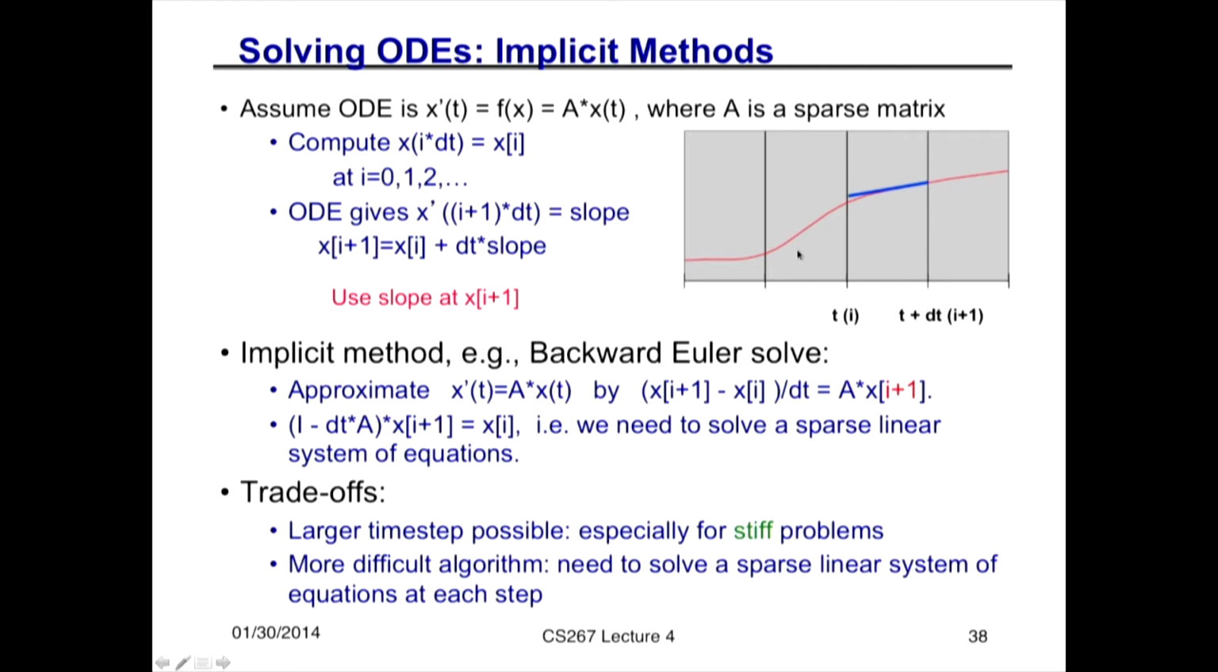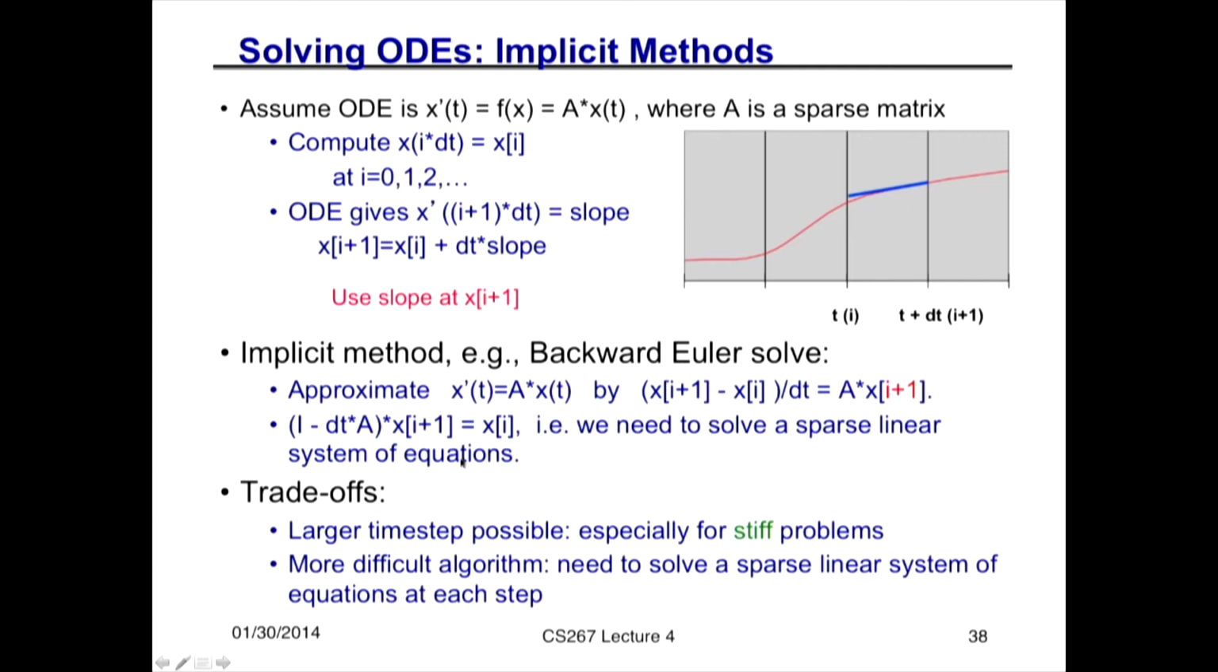I'm going to say that the slope of this curve, that's x sub i plus 1 minus x sub i divided by dt. That's just the straight line. That slope is going to have to be A times x sub i plus 1. That's the slope at that endpoint. So now, I know x sub i, I don't know x sub i plus 1, so I have to solve this equation for x sub i plus 1. When I do that, I don't have a nice closed form formula for it. I have a system of linear equations that I have to solve. That's the identity minus dt times a sparse matrix, a big sparse matrix, times my unknown values at the next time step, equals my old time step. So at every time step, I have to solve a big sparse system of linear equations.